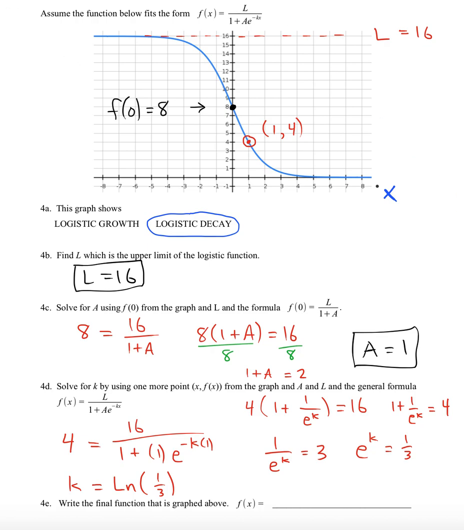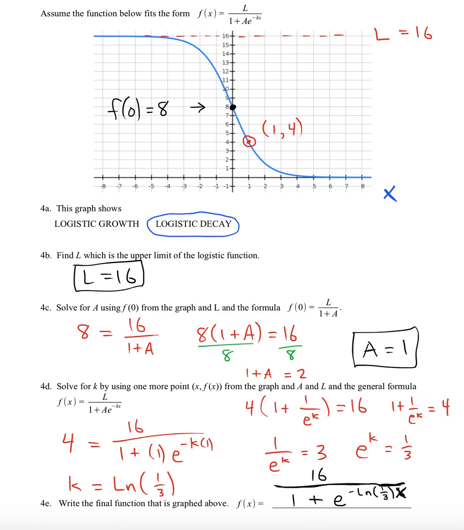Okay, let's rewrite the equation now using everything that we had found. There we go. The function must be 16 over 1 plus e to the negative ln 1/3 times x.